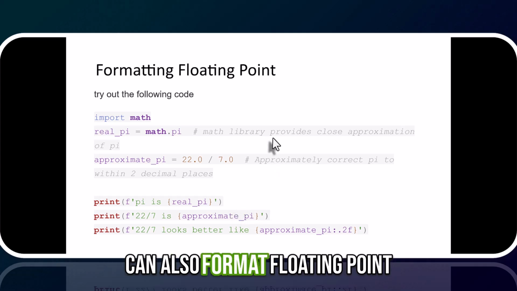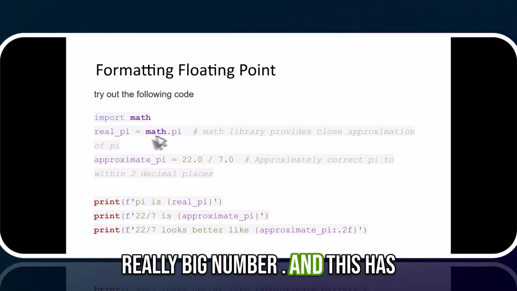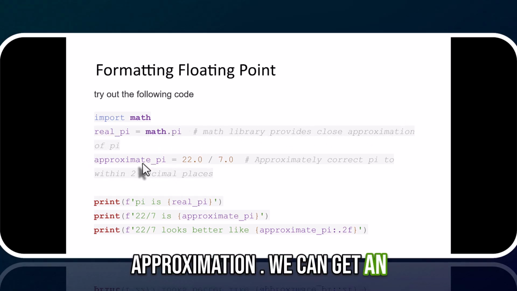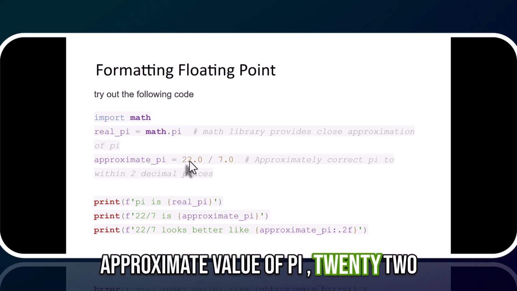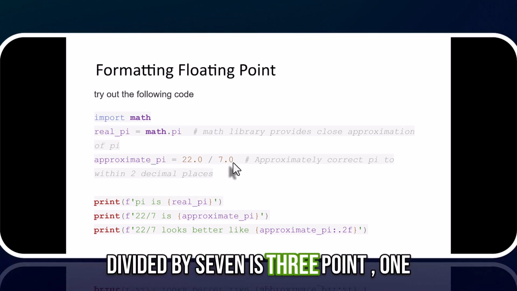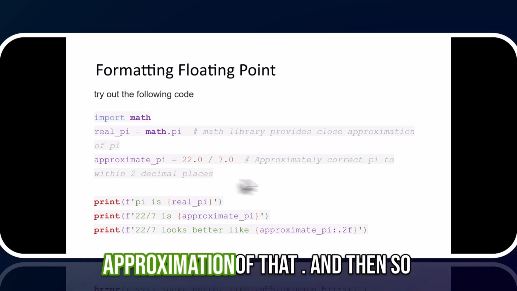We can also format floating point numbers. So here we have pi. Pi is a really big number, and this is giving us a really close approximation. We can get an approximate value of pi. 22.0 divided by 7 is 3.14, and so we get an approximation of that.